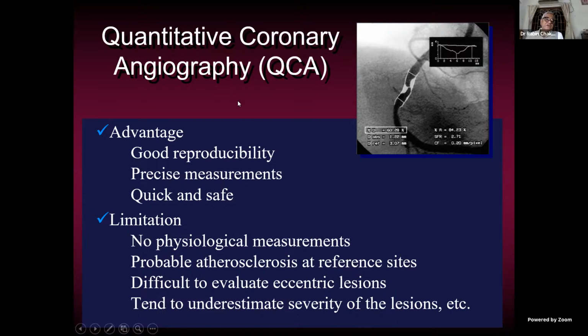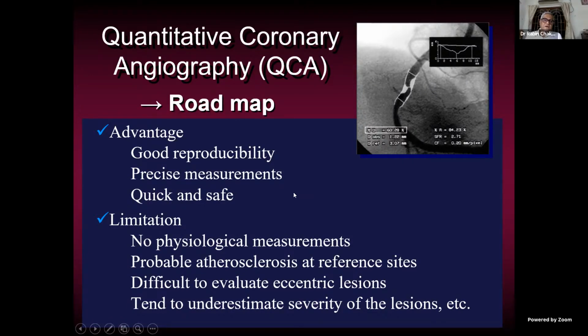The advantage of QCA is good reproducibility, precise measurements, quick and safe. But the limitations are no physiological measurement, a probable atherosclerotic reference site, and difficulty in evaluation of the eccentric lesion. So these are the limitations that we have with QCA.